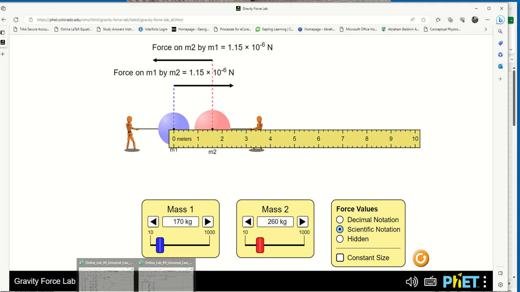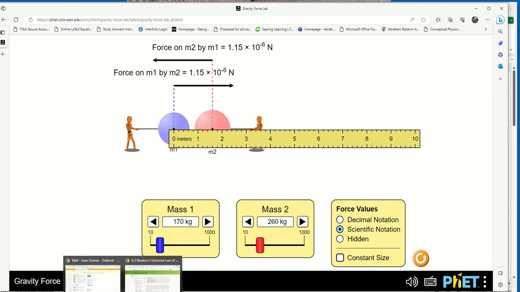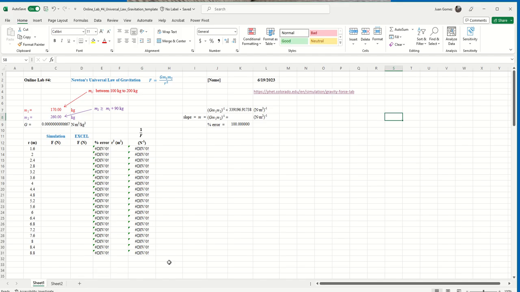So let me go ahead and enter 1.15 times 10 to the minus 6. Right here, remember to click there, and I'm going to enter 1.15. Now 10 to the minus 6, that's E, then minus 6. And then you just hit check, and there.